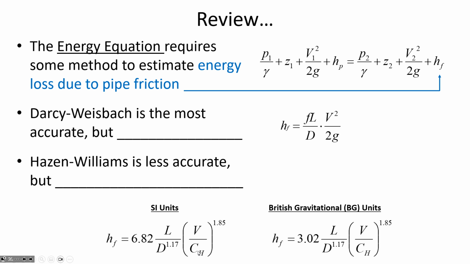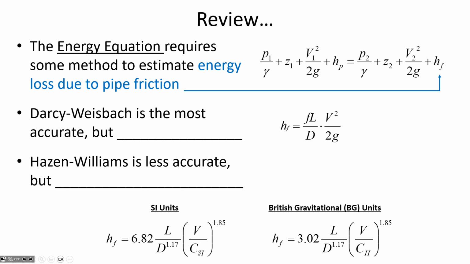We'll also, in an example today, use the Manning's equation, but really the Manning's equation is used primarily for open channel flow. And the rare occasion it's used for closed conduit flow would be typically for culverts. And then even still, it's not that accurate compared to the other methods. So are there any questions about the concepts that we've just gone over in this brief review?